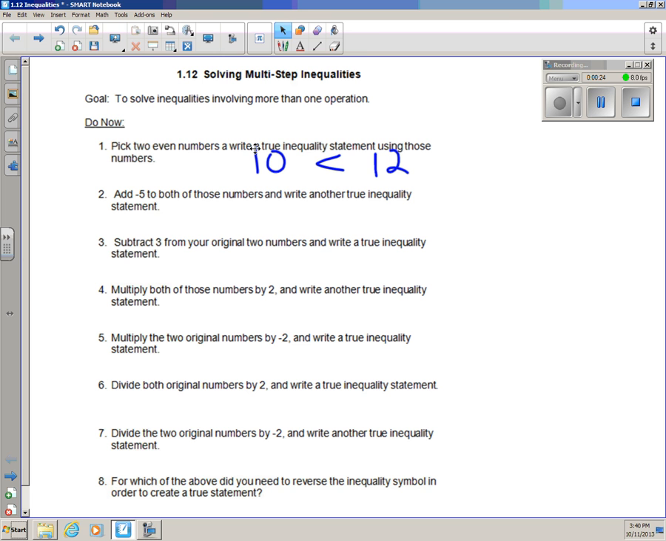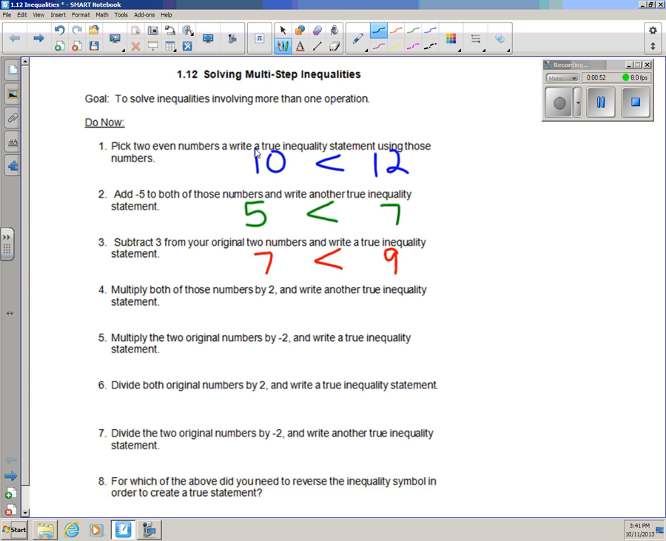If we add -5 to both of those values, -5 plus 10 is 5, and -5 plus 12 is 7. If we bring down the inequality less than, we still have a true statement. Subtract 3 from the original numbers. So go back up to 10 and 12. If I subtract 3 from 10, I get 7. If I subtract 3 from 12, I get 9. And it's still true that 7 is less than 9.